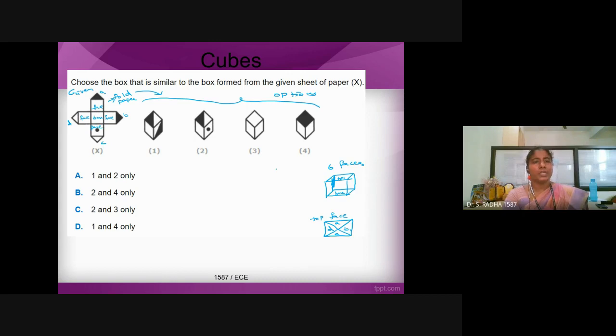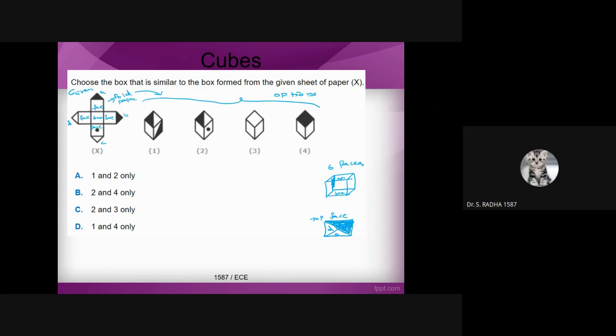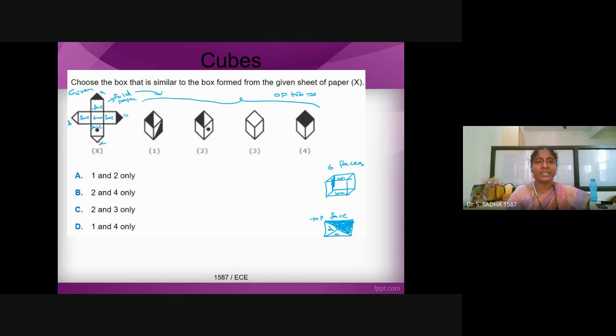Now if you combine, A and B are having shadings. So one face, half, there should be shading, not more than half, not less than half. When I join A and B, the shading is coming. C and D don't have shading. Of the four faces around, one of the faces is having a dot.